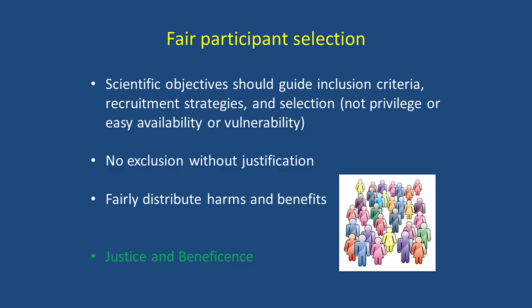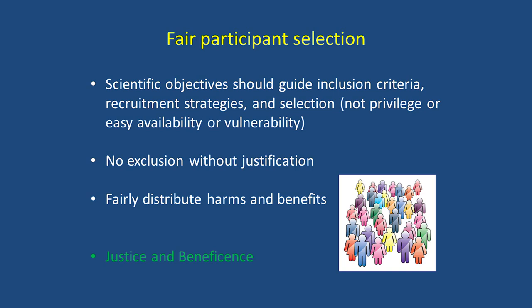The fourth principle is fair participant selection. This is basically the idea that the scientific objectives of a particular study, in other words, what the question is and how it's designed, should guide the inclusion criteria, the recruitment strategies, and the selection of participants. And we should avoid, based on Belmont report recommendations, privilege driving who we select, or easy availability or vulnerability.